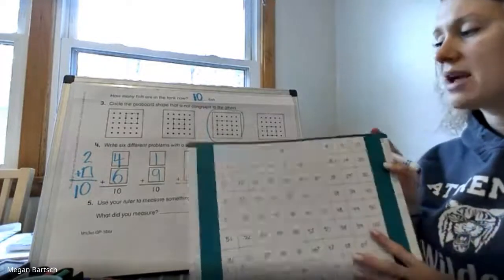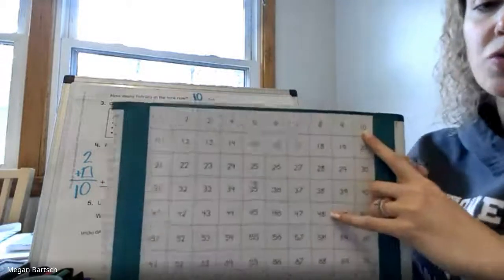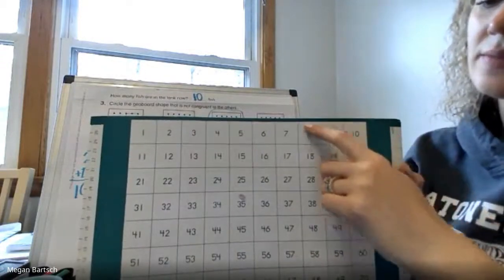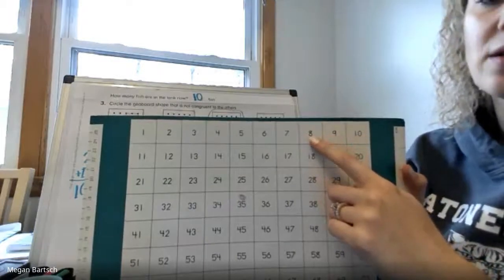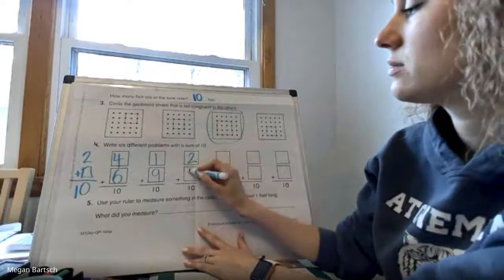So if I'm at 10 and I hop back 2, hop with me. Ready, set, go. 1, 2. What number are we at? 8. So right in 8.